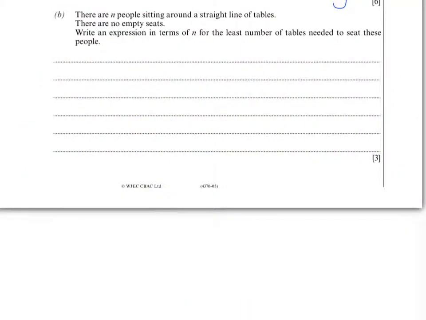Now for part B, we are told there are n people sitting around a straight line of tables and there are no empty seats. We need to write an expression in terms of n. So that means we need to write something using algebra with n in it for the least number of tables needed to seat these people. Now, above, we used 164 minus the 2 people at the end, and then we divided that by 6 because there are always 6 people, 3 on either side per table. And that gave us our 27 tables in the end.